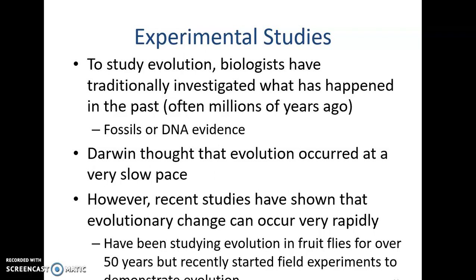Finally, how do we study evolution? Traditionally, biologists have looked at what has already happened, either looking at fossils using observation instead of experimentation, or looking at the accumulation of mutations in DNA evidence. Darwin himself thought that evolution occurred at an extremely slow pace. However, more recent studies have shown that evolution can occur rapidly given the right situation, so it is possible to set up experiments to study it.